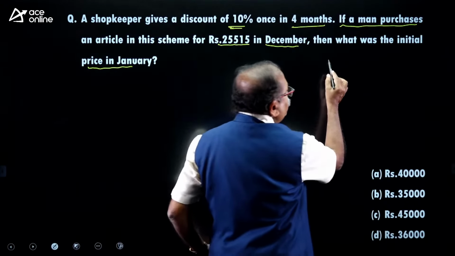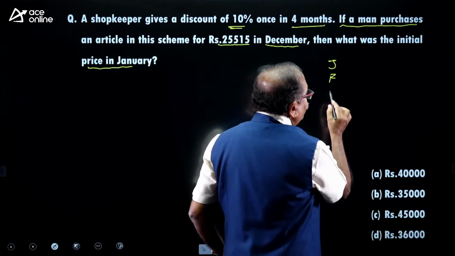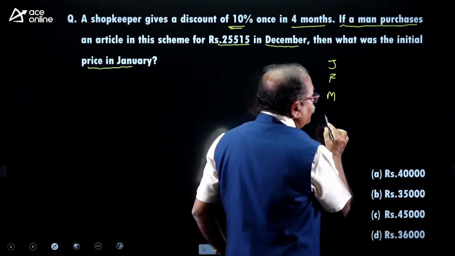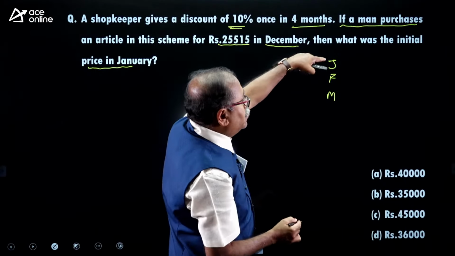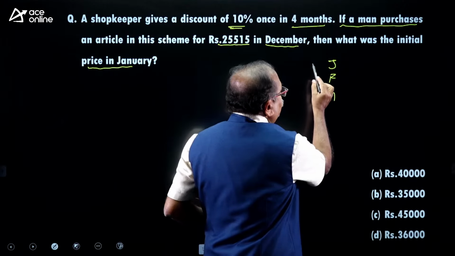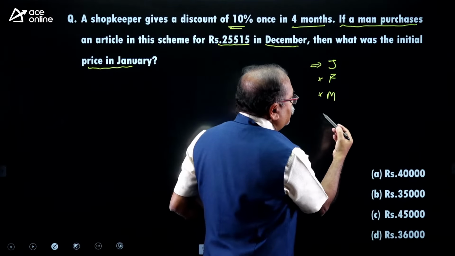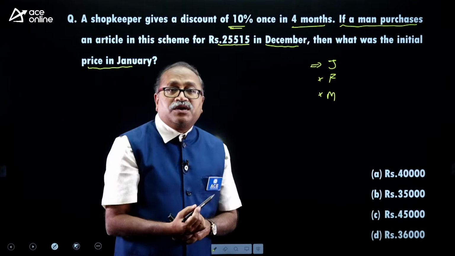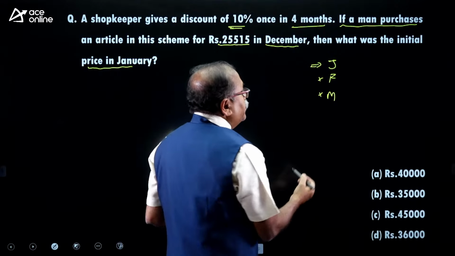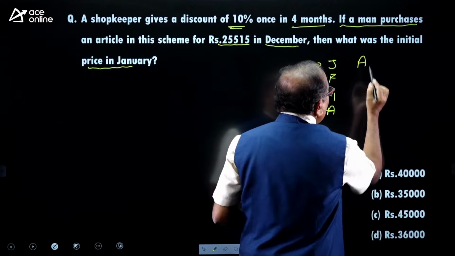So suppose he has given the discount in the month of January, then no discount in the month of February, March and April. Am I right? So once in 4 months, here there is a discount. Then there is no discount here, no discount here. And then in the month of April, will there be a discount? Yes, once in 4 months. So in the month of April there will be a discount.